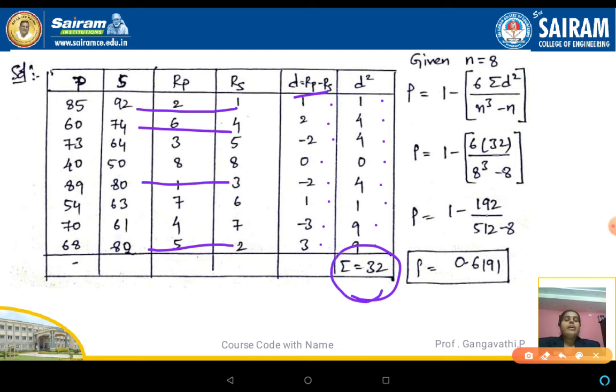And recall your formula for rank correlation, which is rho is equal to 1 minus 6 sigma D square by n cube minus n. Substitute the values and evaluate, and we get rho is equal to 0.6191.